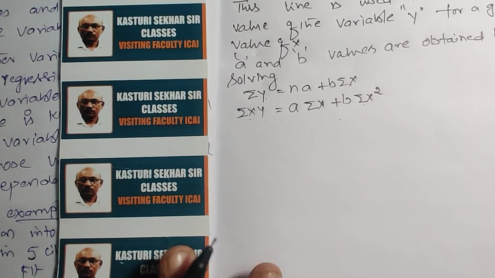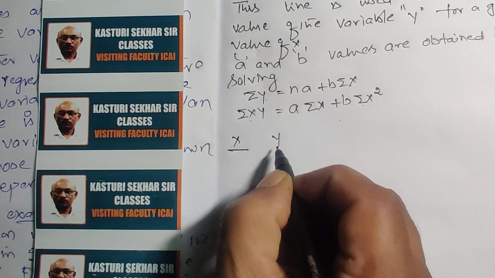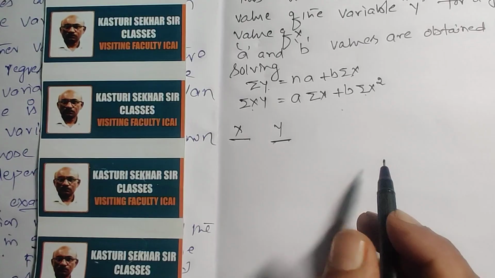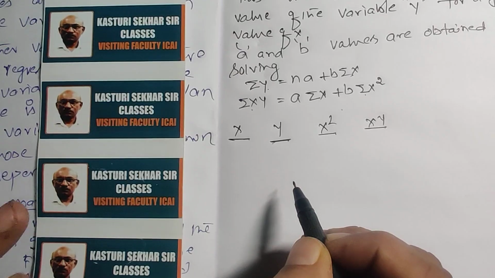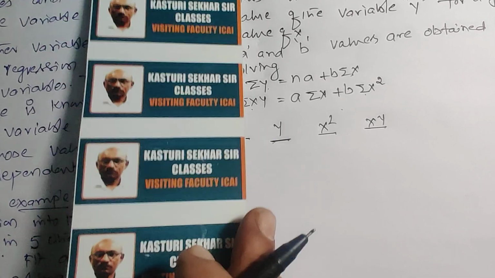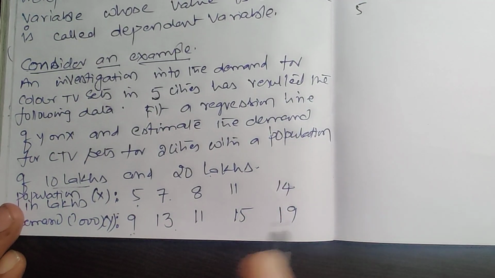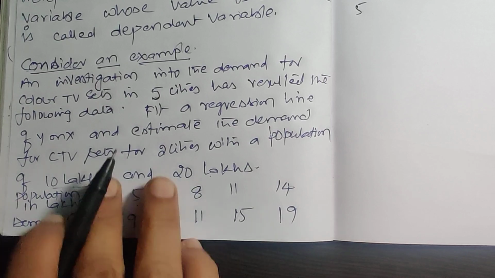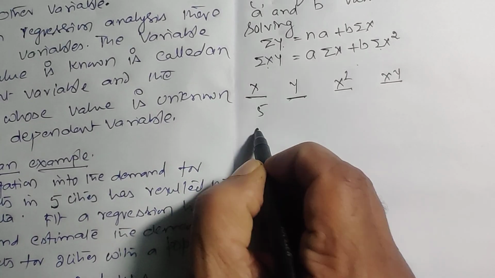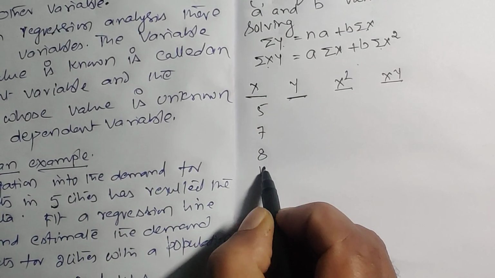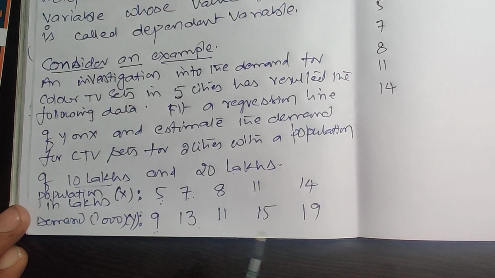So let me write the question once again. Here x is the population of a city, y is the demand for color television sets, followed by columns x square and xy. The x values are given: 5, 7, 8, 11, 14. The y values are also given: 9, 13, 11.